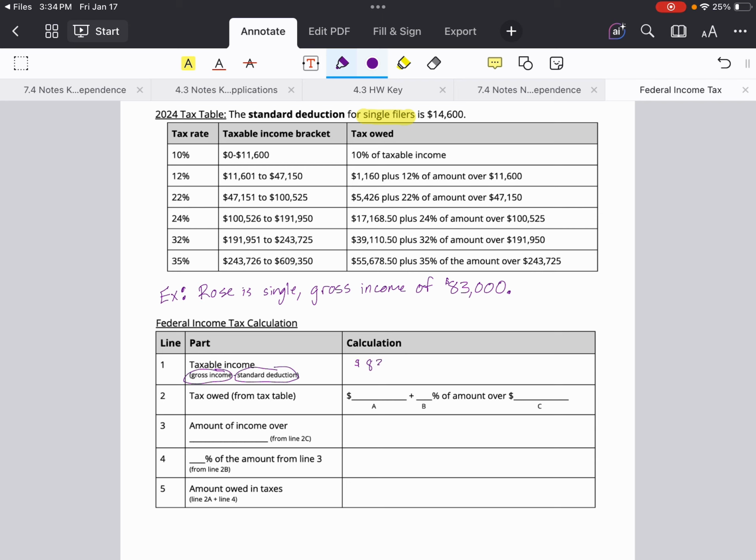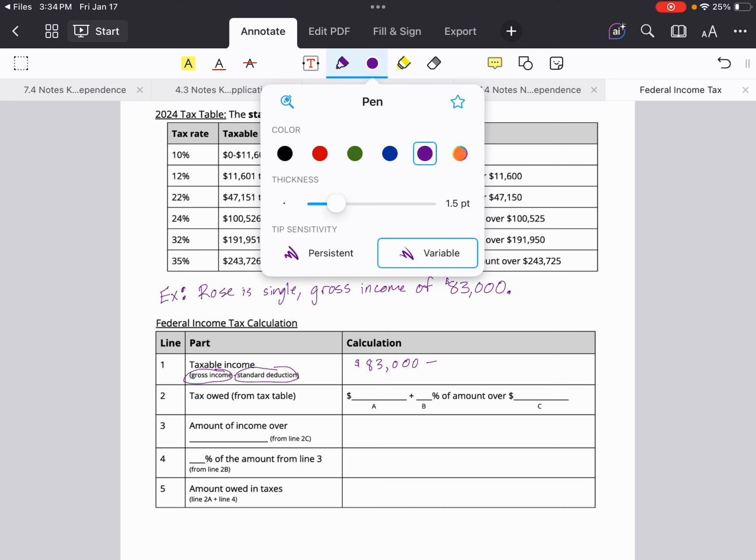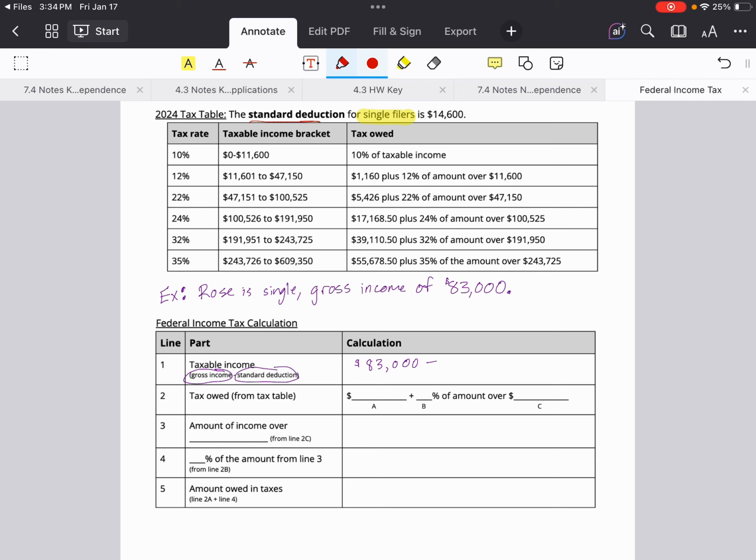Well, we were told from this example the gross income is $83,000. The standard deduction will say somewhere in the problem. So this one says standard deduction is $14,600. And we're going to go ahead and subtract those. So 83,000 minus 14,600, and we get $68,400. So that's how much is the taxable income. That's what we're going to calculate the tax off of.